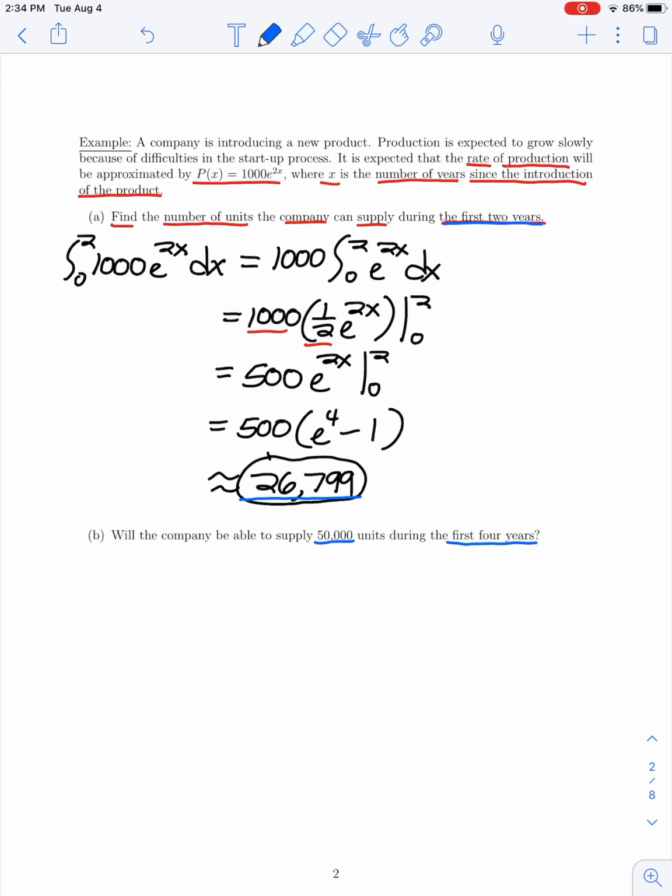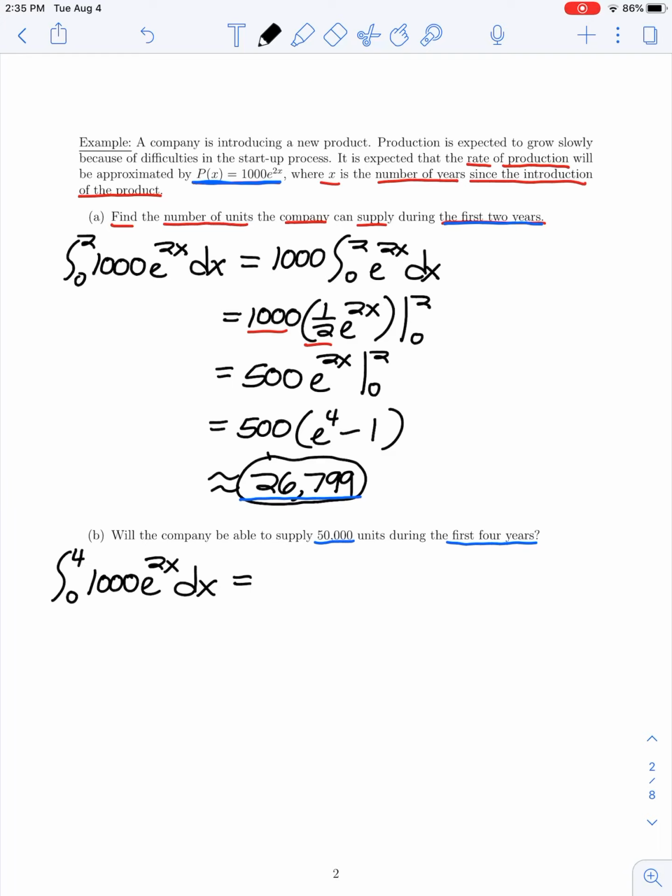So if we were to double the timeline that we have, we would expect that, yes, this should be possible, especially since our rate of production is given by p of x, which was an increasing function. It's increasing exponentially. So intuitively, we would expect that, yes, this is possible, but let's verify. To determine the total number of units the company can supply in the first 4 years, we would integrate our rate function, which was 1,000 e to the 2x dx, from 0 to 4.